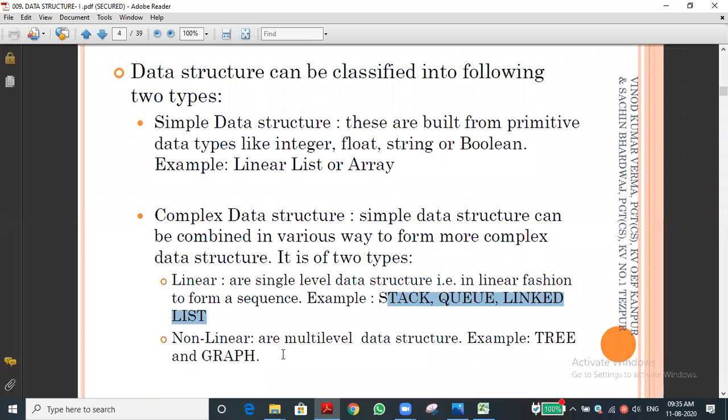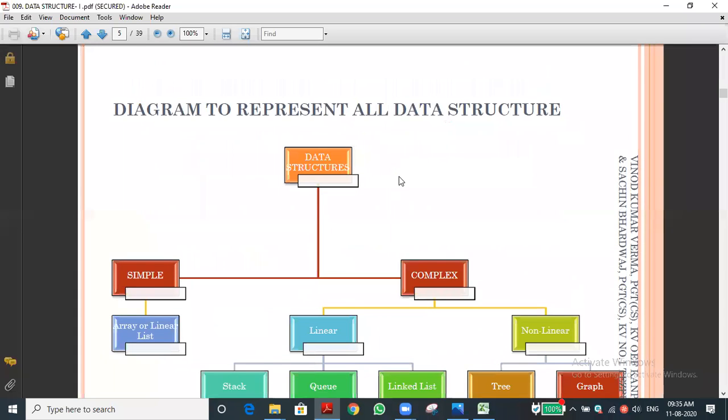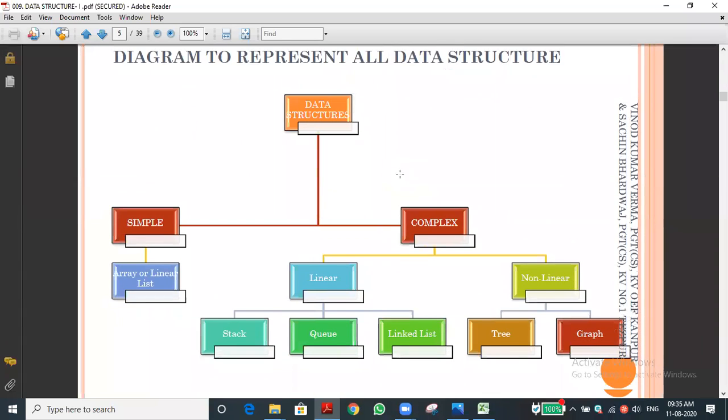Tree and graph means what is the meaning, sir? If you are asking about the upcoming slide, it may be helpful for you to understand it. Okay, in the upcoming classes you will automatically get it. Okay, then we'll go to this classification tree for your easy understanding.